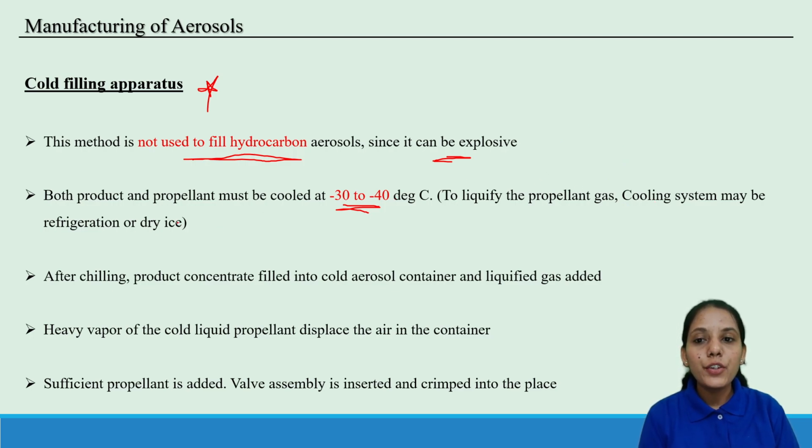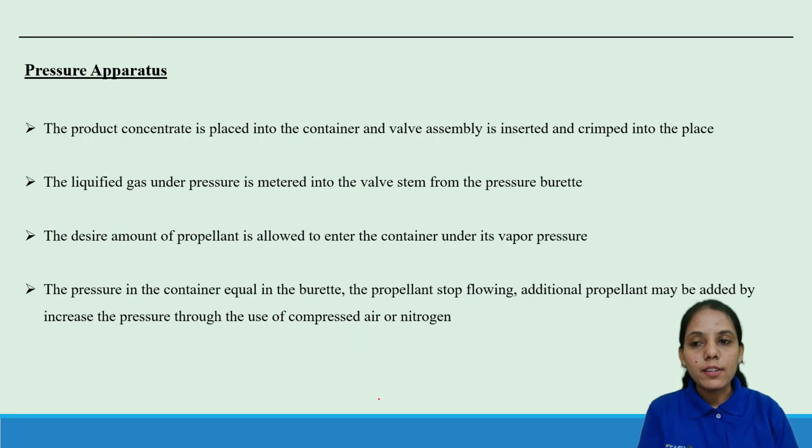Cooling system may be refrigeration or dry ice. Remember, dry ice is also known as solid CO2. After chilling, the product concentrate is filled into cold aerosol container and liquefied gas is added. Heavy vapor of cold liquid propellant displaces the air in the container. So sufficient propellant is added, valve assembly is inserted and crimped, means they are positioned into their place. So this was about the cold filling apparatus.